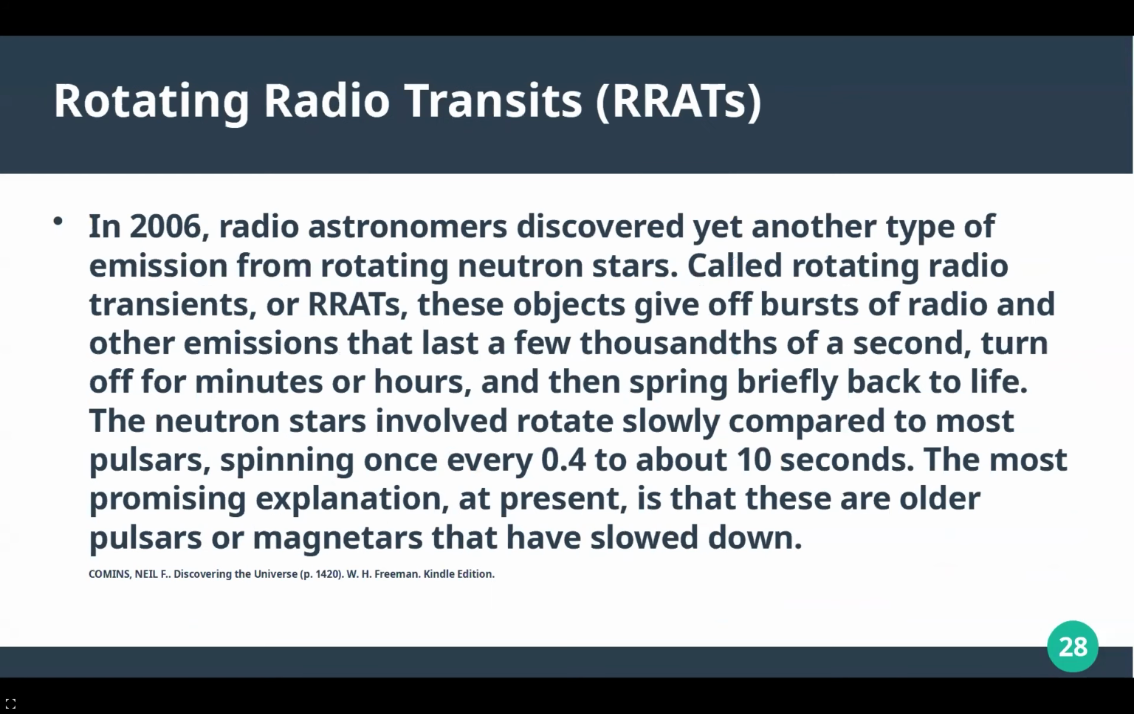In 2006, radio astronomers discovered yet another type of emission from rotating neutron stars, called rotating radio transients, or RRATs. These objects gave off bursts of radio and other emissions that last a few thousandths of a second, turn off for minutes or hours, and then briefly spring back to life. The neutron stars involved rotate slowly compared to most pulsars, spinning about once every 0.4 to about 10 seconds. The most promising explanation at present is that these are older pulsars or magnetars that have slowed down.